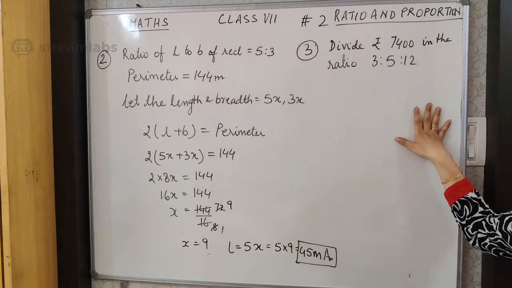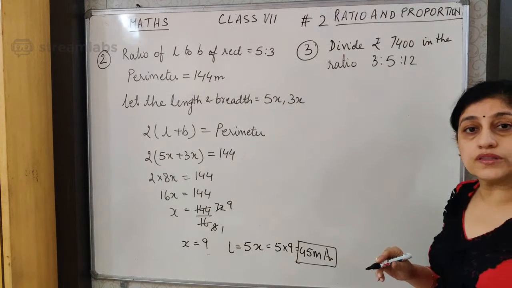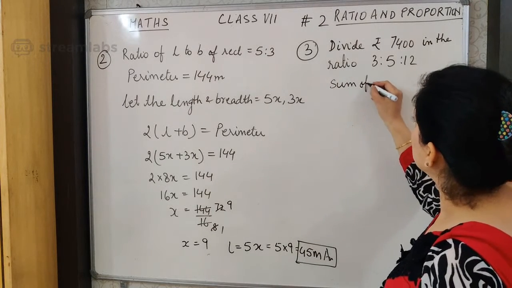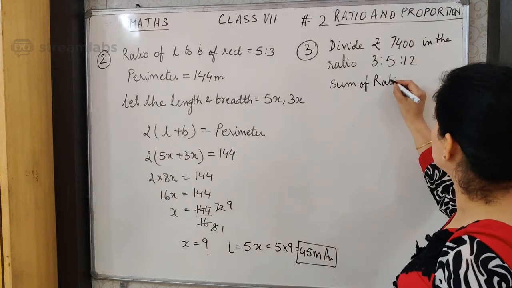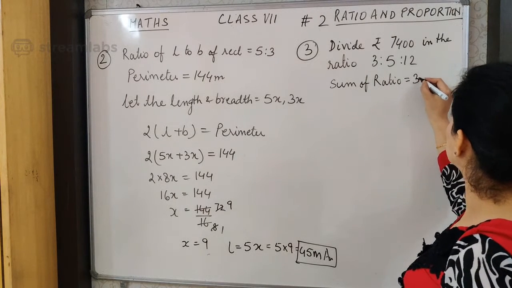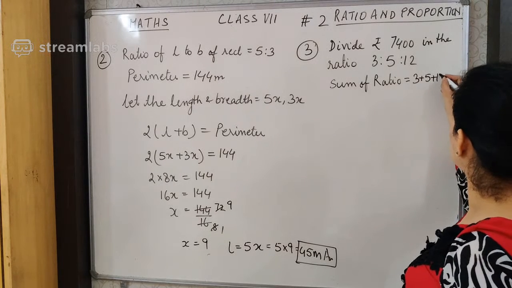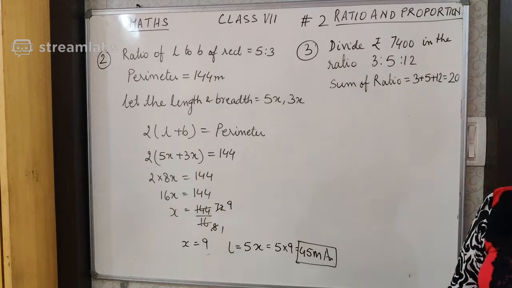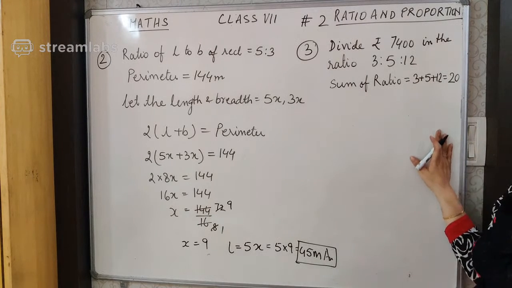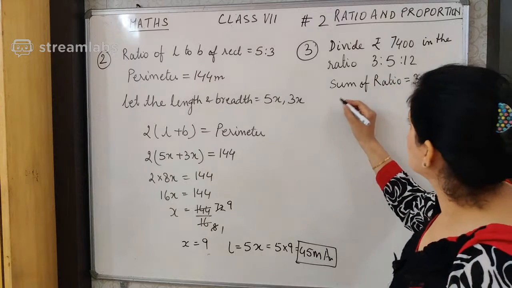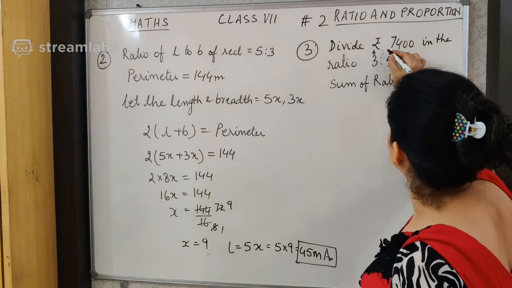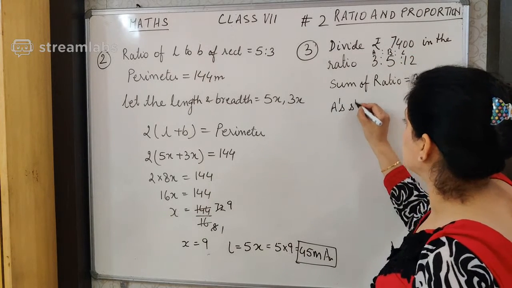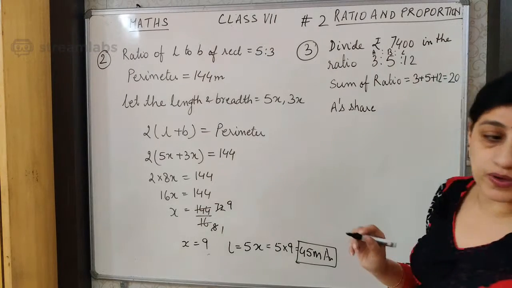So this is the second method. Try to understand this. What we can do in these questions is, we take the sum of ratio. We add the total ratios given to us. Sum of ratio is equal to 3 plus 5 plus 12, which gives me 20. Now, this is given as A ratio, B ratio, C ratio. So if I have to find A's share, this is how we find the share in these types of questions.